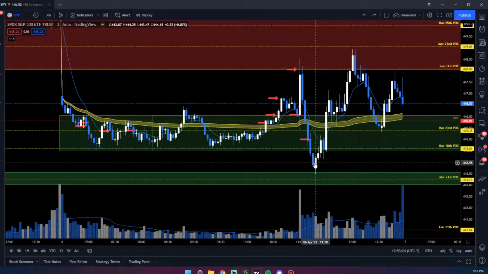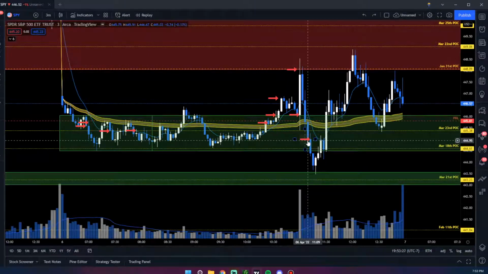So it's very effective, and it's also very easy. And you could literally grow an account just using that 9 EMA VWAP cross alone.